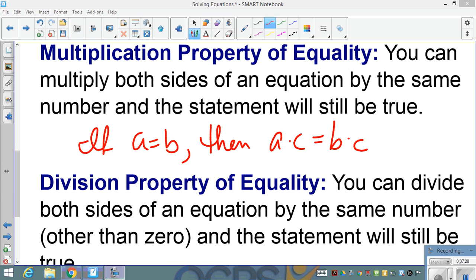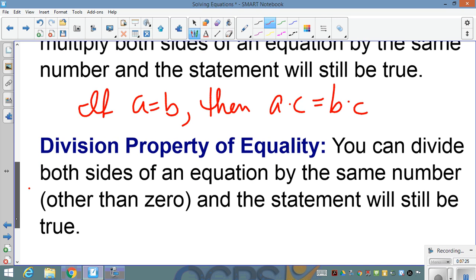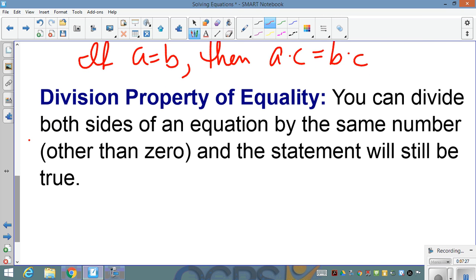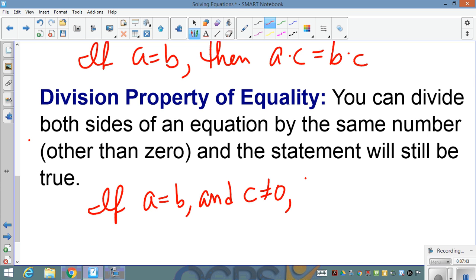Our division property of equality. You can divide both sides of an equation by the same number other than 0 and the statement will still be true. So if A equals B and C does not equal 0, then A over C equals B over C. The reason C can't be 0 is because you can't divide by 0. It is not possible.